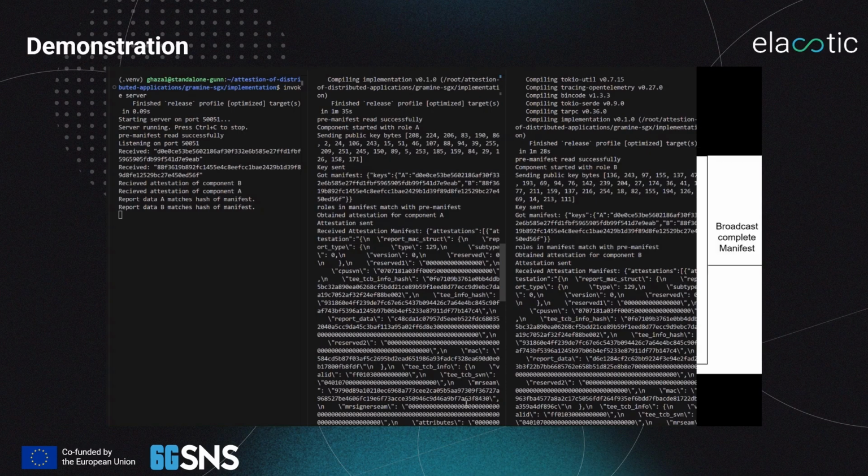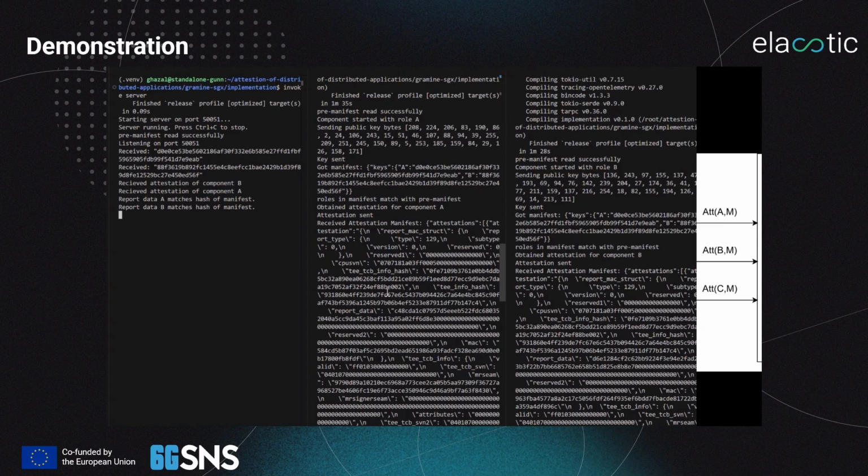And then after that, the manifest is received by both of the components. You can see that the manifest is the same for both components. And then the components check if the roles that are in the manifest match with the pre-manifest. If that is not the case, then it will not consider the manifest a valid manifest and accept it. After that, if it's a valid manifest, they will do an attestation. And in the attestation report data, they will include both the manifest and the role they are committing to.